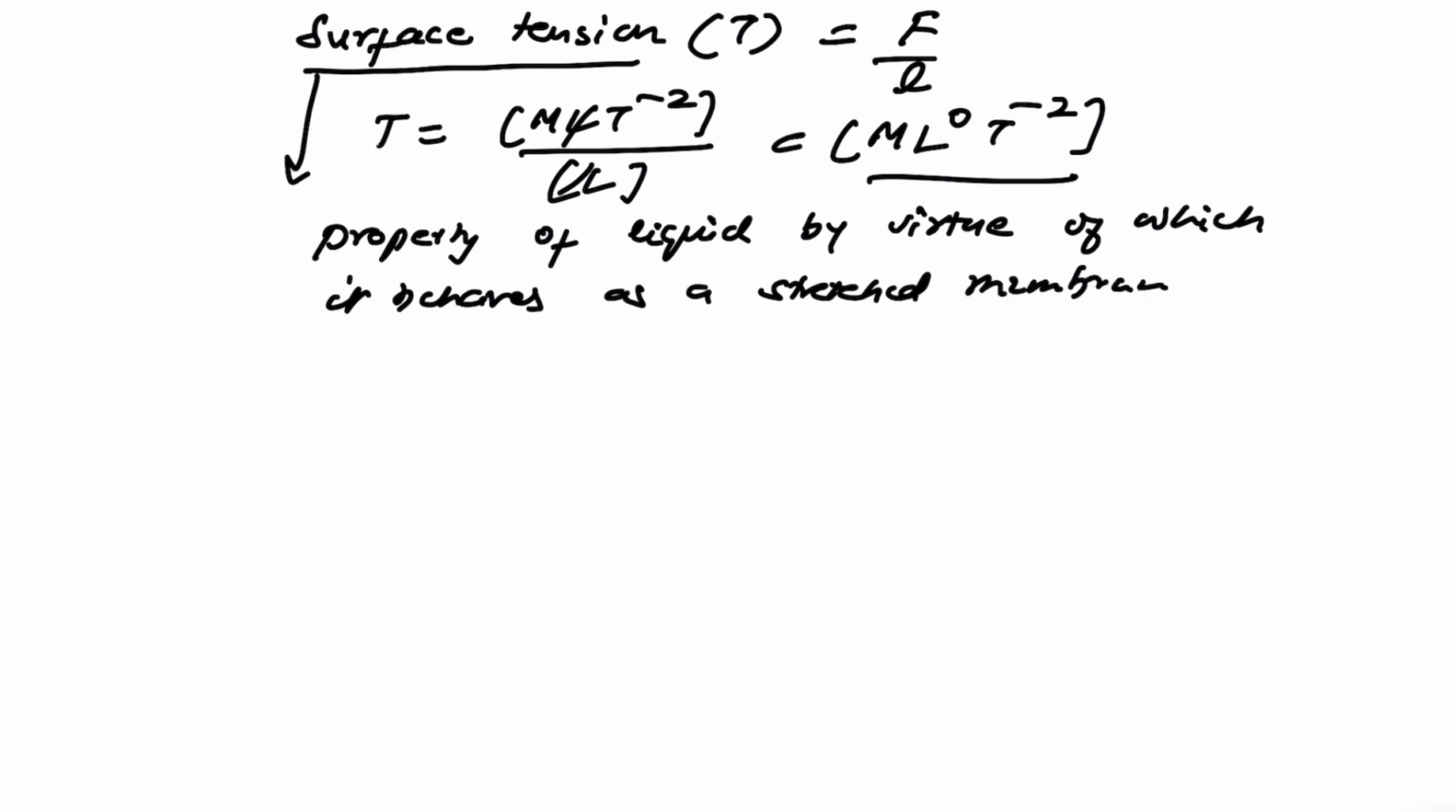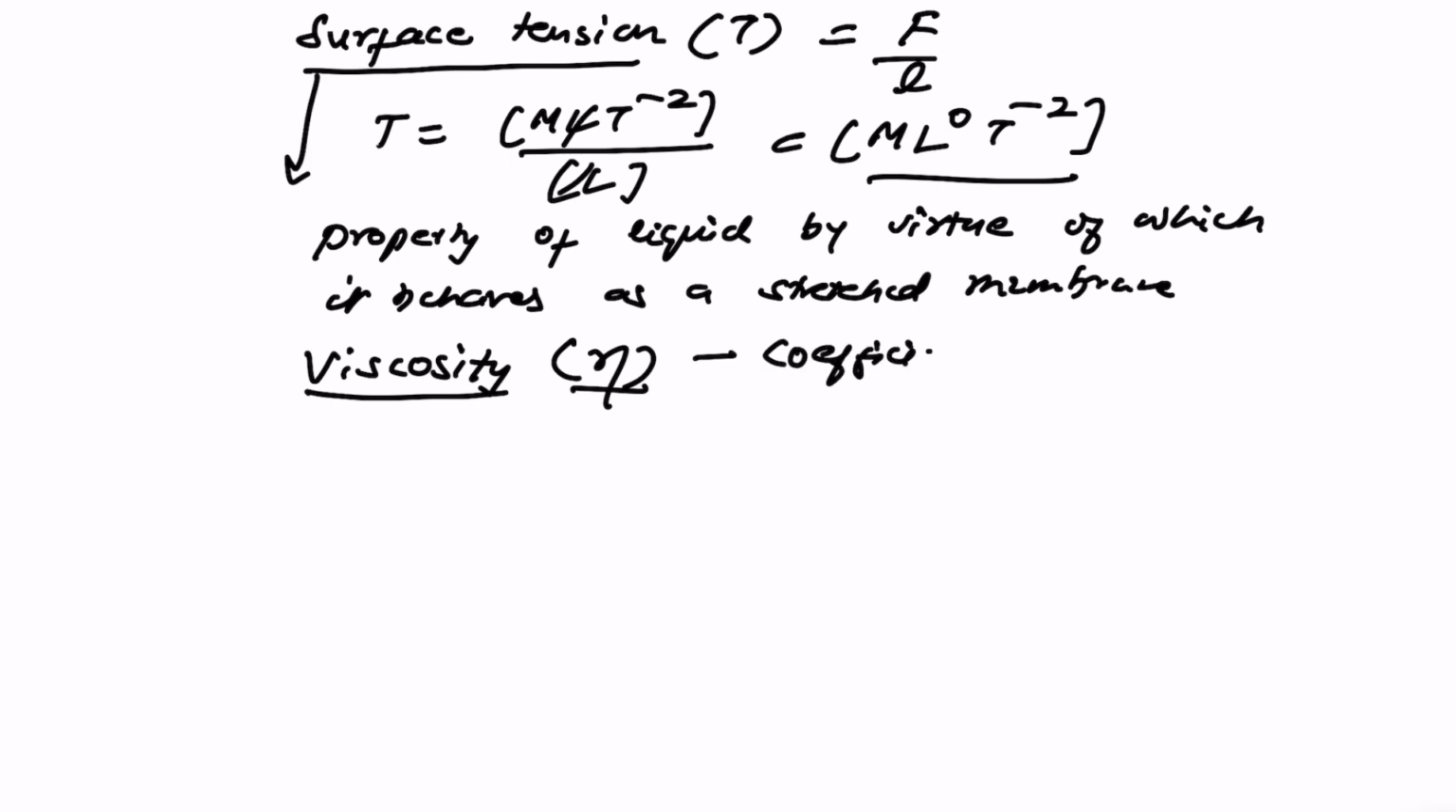Then there is one more quantity whose dimension is quite often used in the numericals. That is viscosity, and this is more precisely known as the coefficient of viscosity. Viscosity is the property of a liquid or gas. Liquids and gases together we also call fluids.